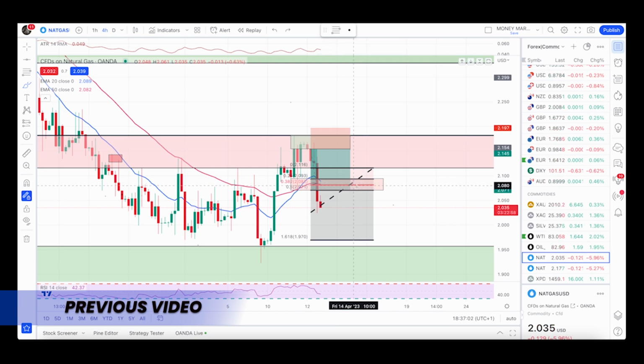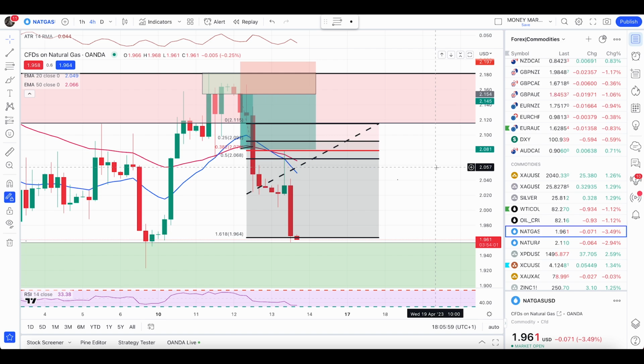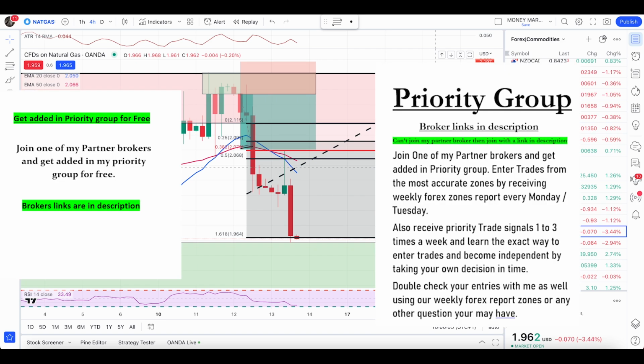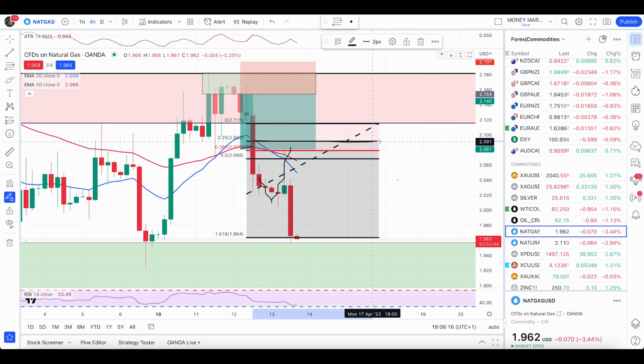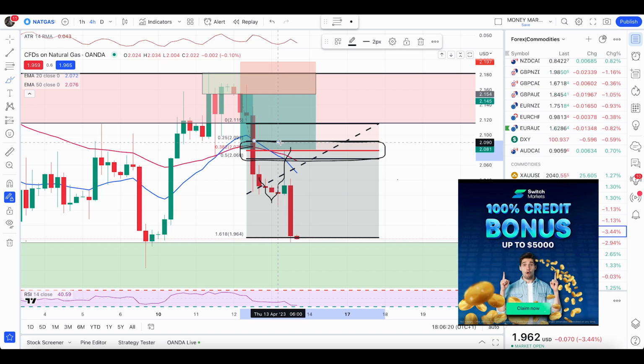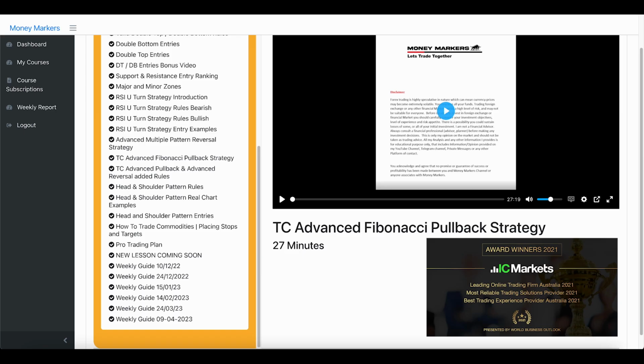I also look for my entries. What an exact move we got here on Natural Gas. That is what I call the power of entering with the conditions and patience. With that, the price pushed up and hit 50% retracement, my buffer zone mentioned in my yesterday's video, and that is one of the entry conditions which I call the advanced pullback strategy, which my MMTA students are also learning right here with the exact rules.